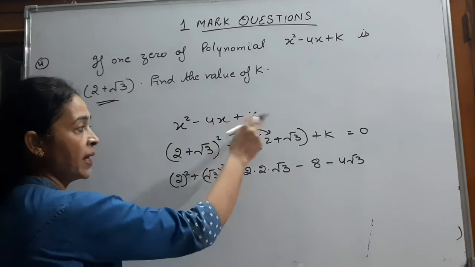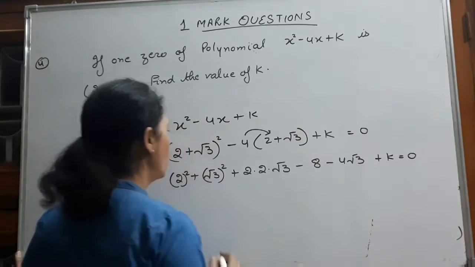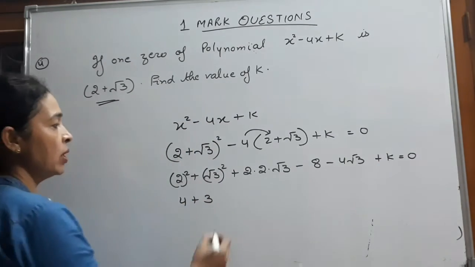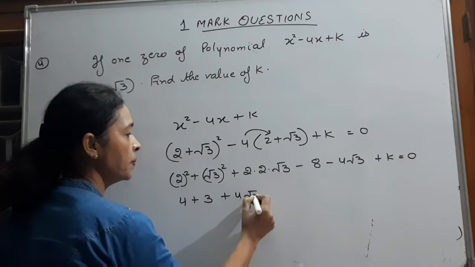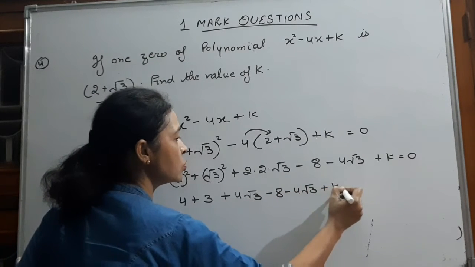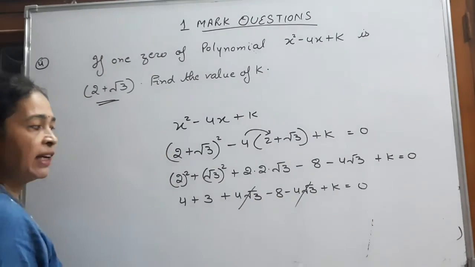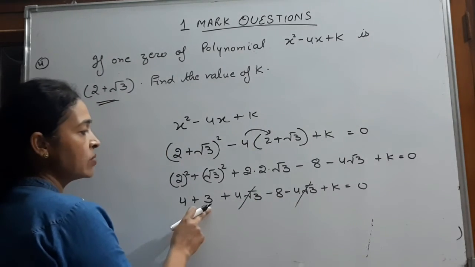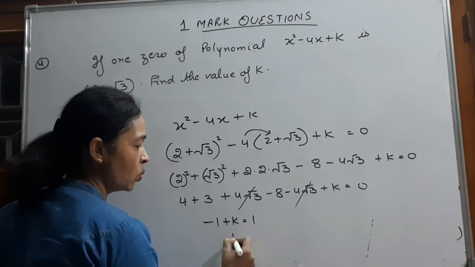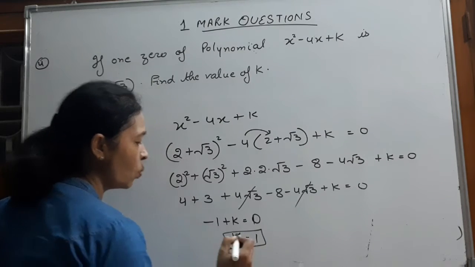We have minus sign outside. Minus into plus minus. Plus k equals to 0. 2 square is 4 plus root 3 into root 3, 3, plus 4 root 3 minus 8 minus 4 root 3 plus k equals to 0. 4 root 3, 4 root 3, one positive one negative, both cancelled. 4 plus 3, 7, 7 minus 8, minus 1 plus k equals to 0. And what is the value of k? K is equals to 1.